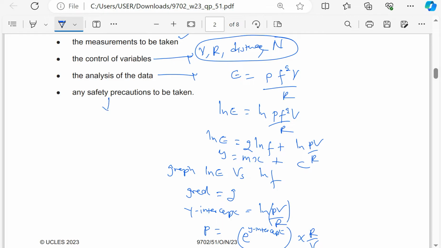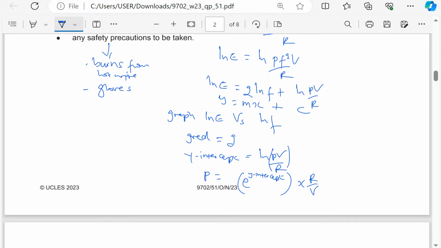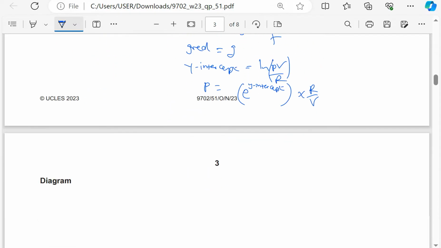Then safety precautions here could be related to hot wires, which would cause burns. For burns from hot wires, I could use gloves, rubber gloves. So it means I have a sketch of how my experiment is going to look like.